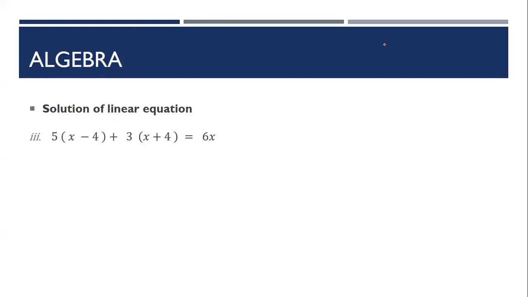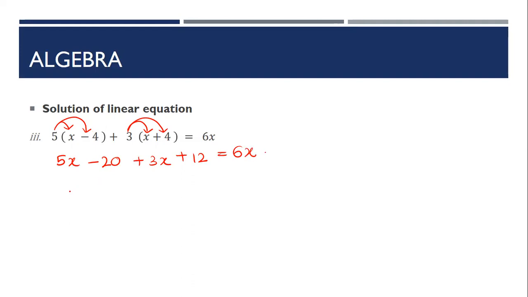Okay, you guys say the answer. X value is 4. Okay, so let's check. So here I am removing the bracket first. 5 into x is 5x. 5 into minus 4 is minus 20, plus 3 into x is plus 3x. 3 into 4 is 12, plus 12, it is equal to 6x.